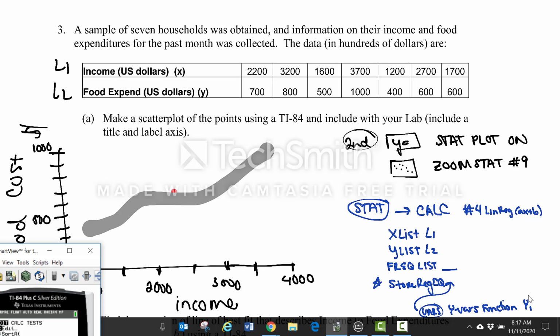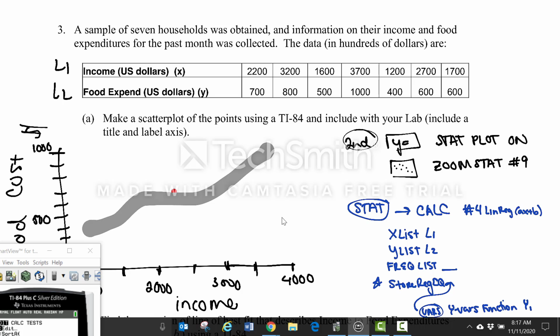A sample of 7 households was obtained, and information on their income and food expenditures for the past month was collected. The data in hundreds of dollars are as followed. It's just saying this is dollars. So if they make $2,200 a month, then they spend $700 on food. If you make $1,700 a month, this person spent $600 on food.